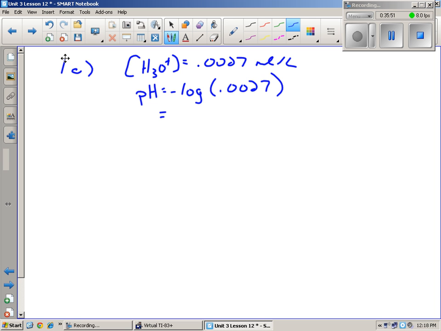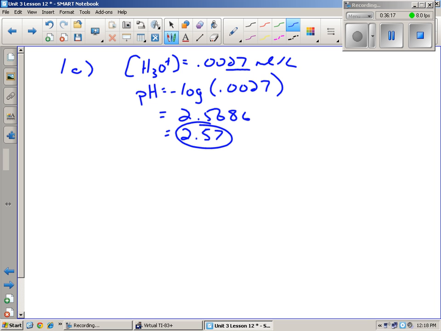Is it okay if I do that? Sure it is, because pH measures H3O plus, and that's what we have here. So we type that in, negative log 0.0027, and we get 2.5686, and 2 significant digits there, so 2 after the decimal. Done. Okay, that's all you need to do for the first few.